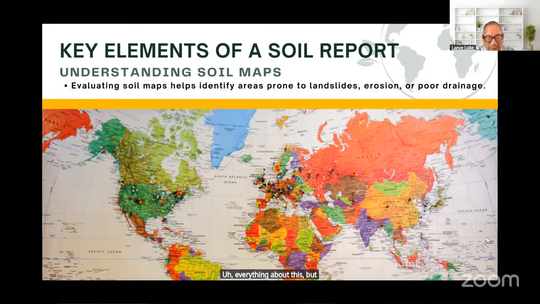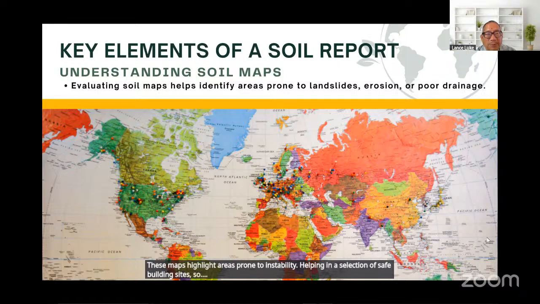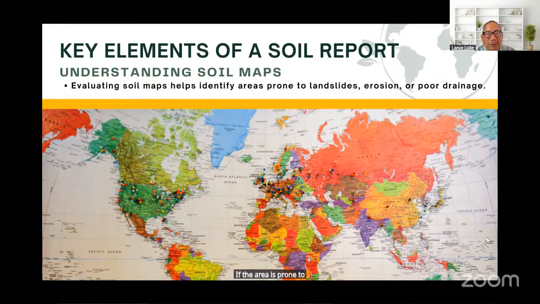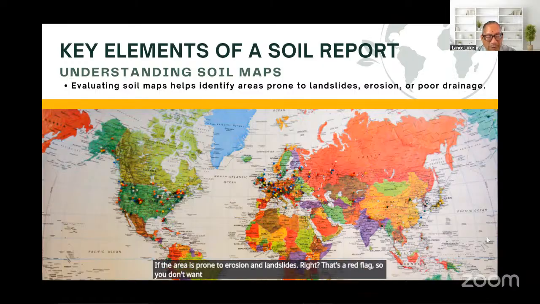But the soil maps in construction planning, these maps highlight areas prone to instability, helping in the selection of safe building sites. So if the area is prone to erosion and landslides, right, that's a red flag. So you don't want to build anything there.